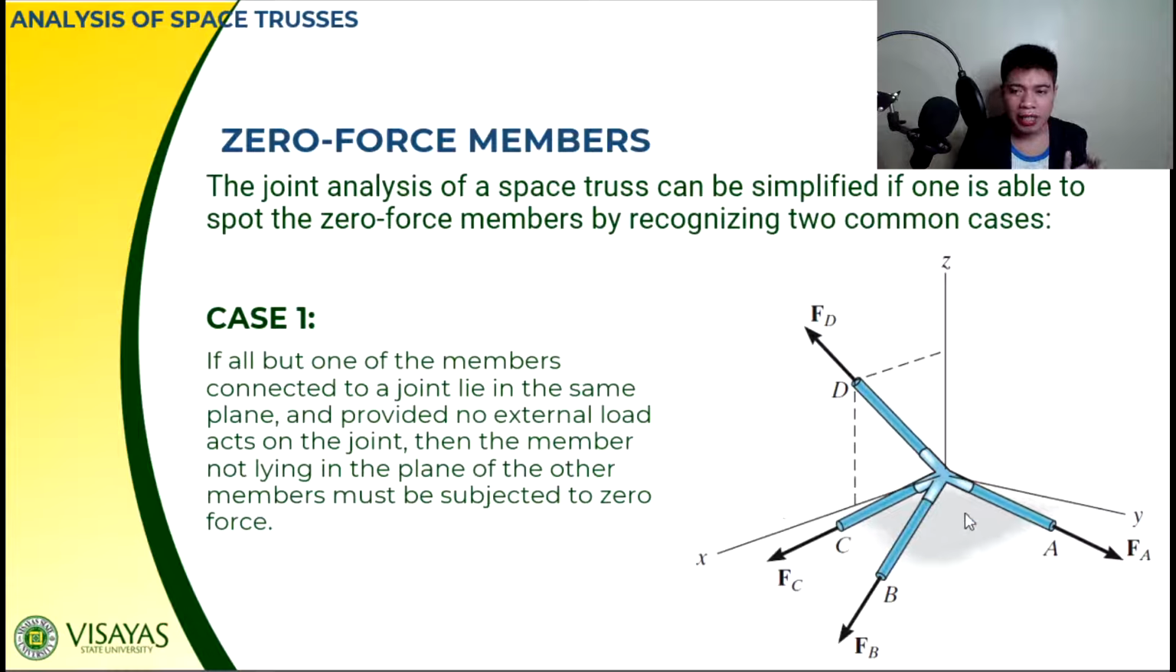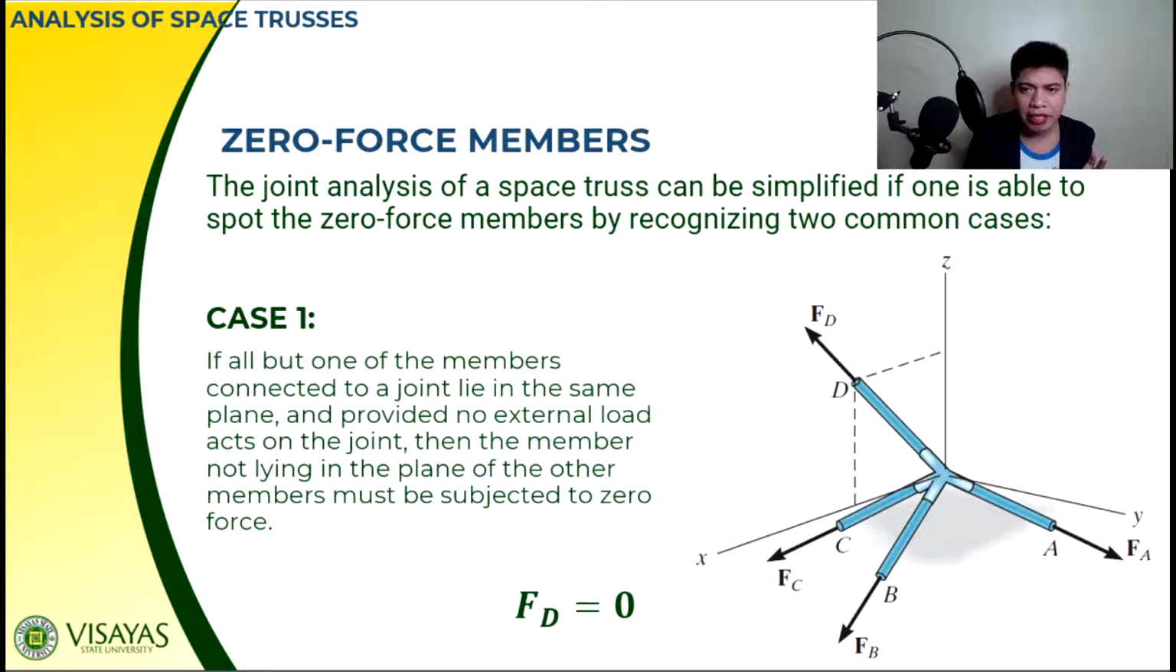Okay, so sa case na to ng ating figure, meron tayong apat na members. Yung member A, B at saka C ay nag-act sa XY plane. Tapos si FD ay nag-act sa XZ plane. Okay? So, ang sabi sa case 1, kung lahat except isa ay naglalay sa isang plane, provided na walang external load dito sa joint na to, then yung member na hindi naglalay sa plane na yon is a zero force member. So sa case na to, si FA, FB at saka FC ay naglalay sa isang plane. So ibig sabihin, yung zero force member dito is yung isang member na hindi naglalay sa plane, which is si force D. That is, siya yung zero force member.